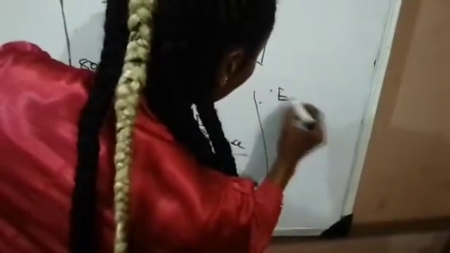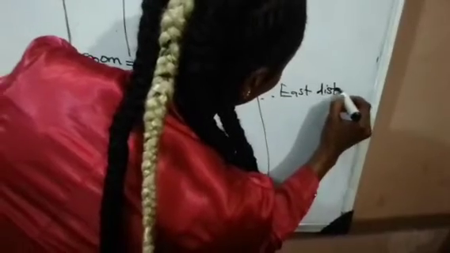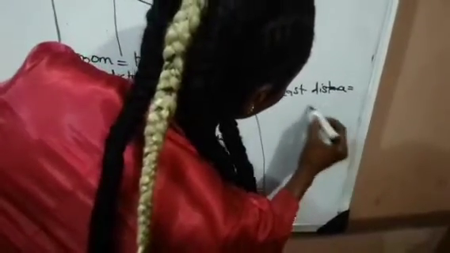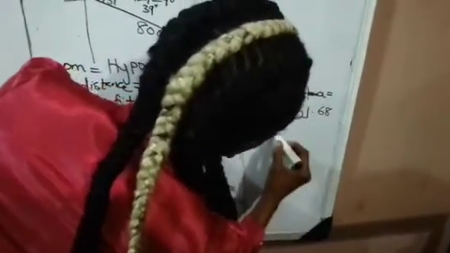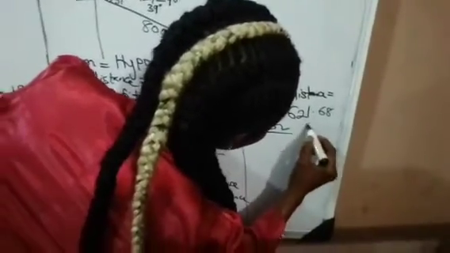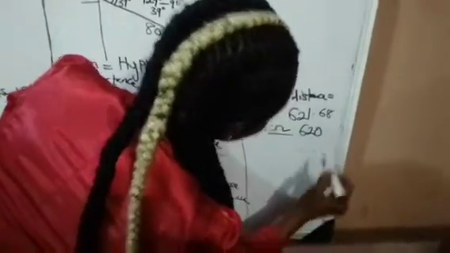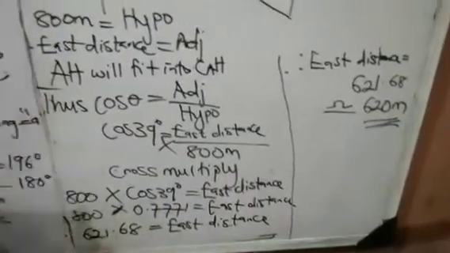Therefore, this distance is equal to 621.68. But approximating to the nearest ten meters, we have 620 meters. So with this, I will come to the end of today's lesson.